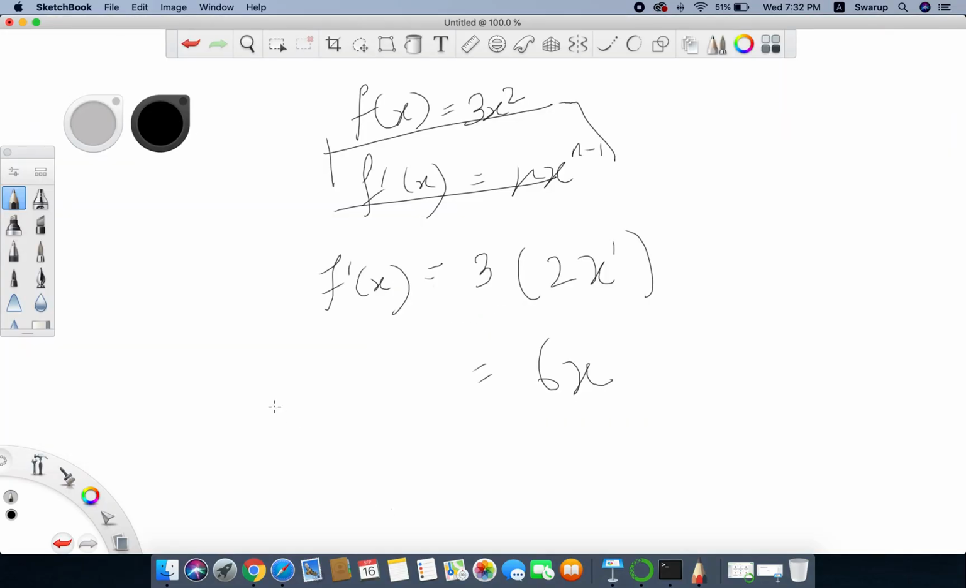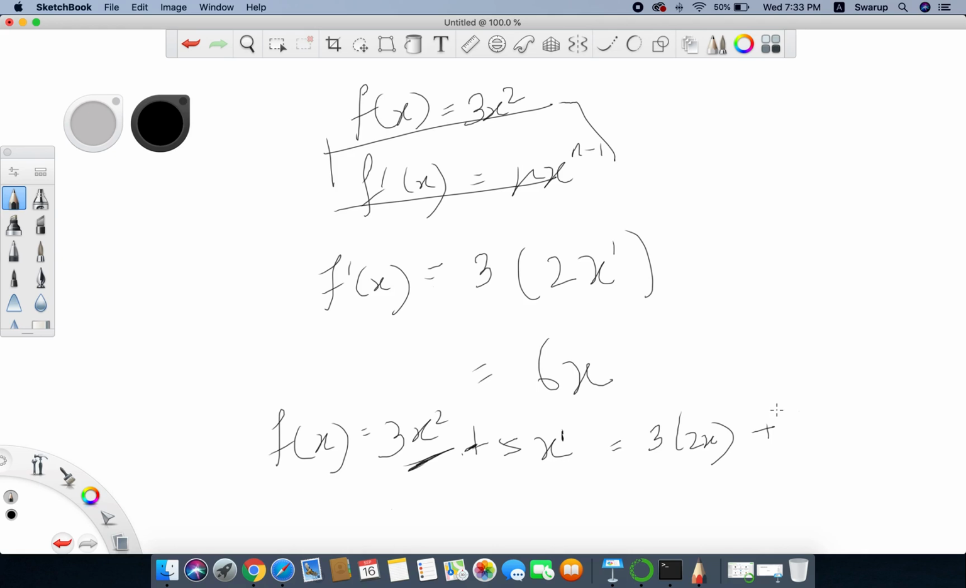suppose I have this same equation, that is f of x equal to 3x square plus 5x. So how do we solve this particular equation? This is having some addition here, we're just adding 5x. Now here we can use the sum rule. The first one, 3x square, will be 3 times 2x by the power rule, and 5x will be 5x to the power 1.